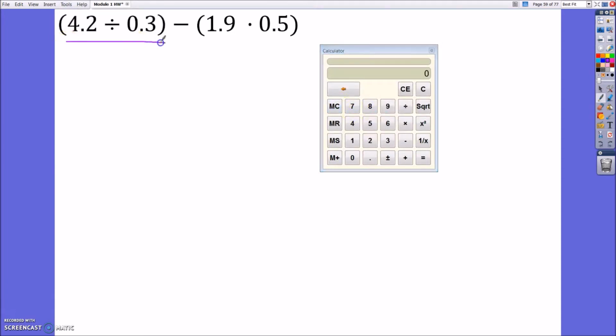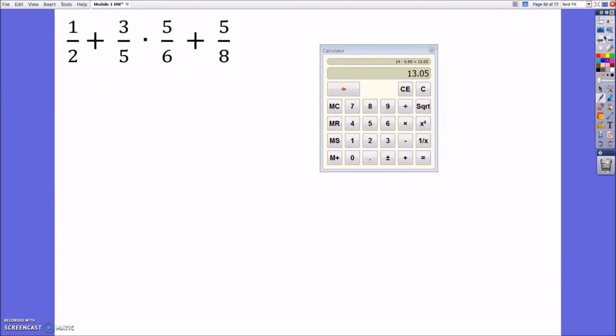So we're going to start with the parentheses because that's our grouping symbol. We're going to do 4.2 divided by 0.3, and that's going to be 14, minus, and we're going to do 1.9 times 0.5, and that equals 0.95. So then all we're going to do is subtract those. We're going to have 14 minus 0.95, and that'll be 13.05. And that would be your final answer there.